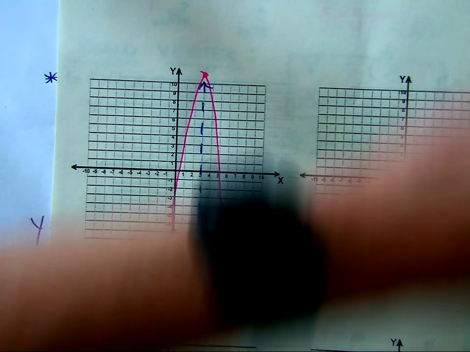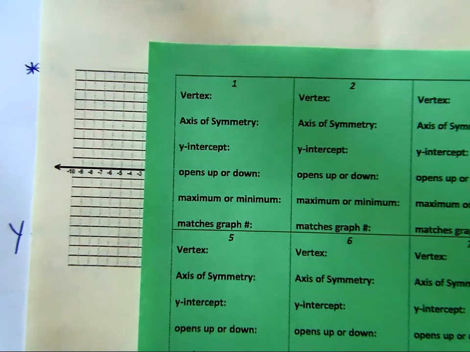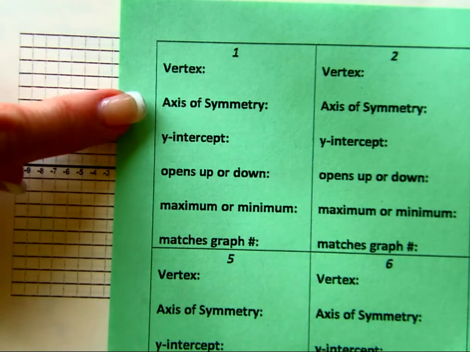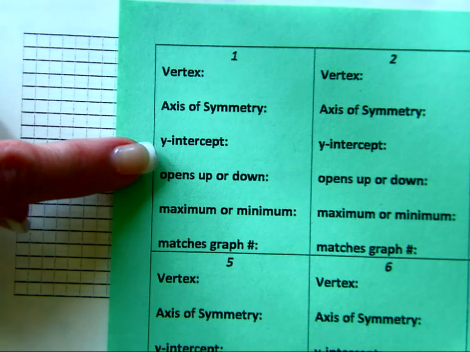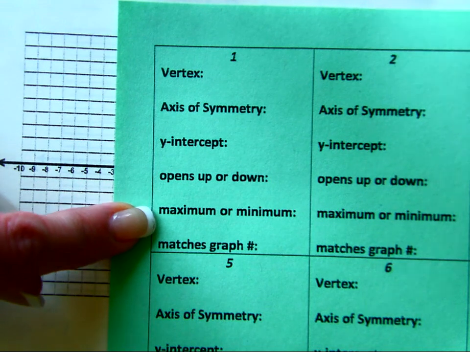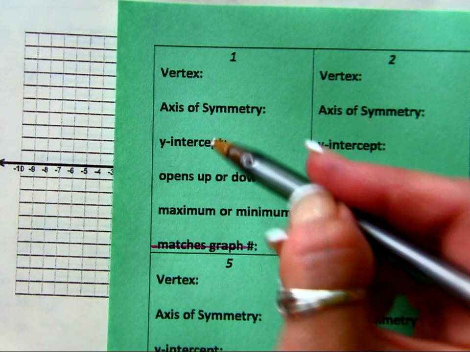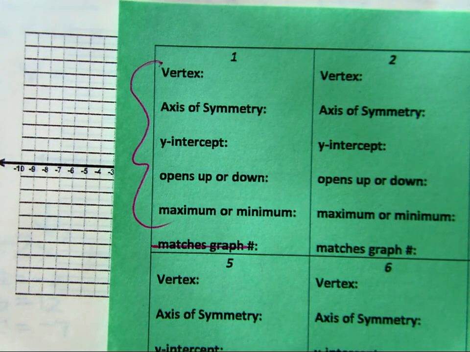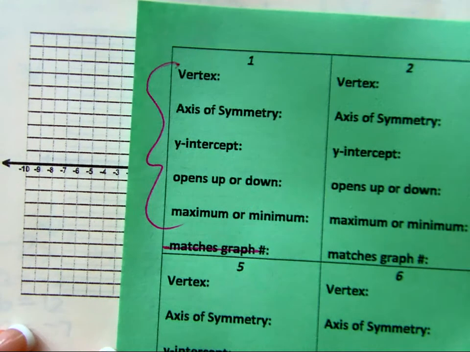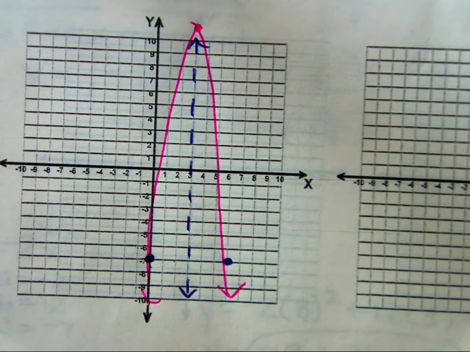Because eventually, there's 5 key players in this game. The vertex, the axis of symmetry, which is new today. Y-intercept, we know. We know whether it opens up or down, and we know if it's a maximum or minimum. When you get this tomorrow, you're going to ignore graph number. I was having you match graphs to problems, but these 5 things, I need to know if you're good on how to find those things, okay? So that was example number 1, all right?